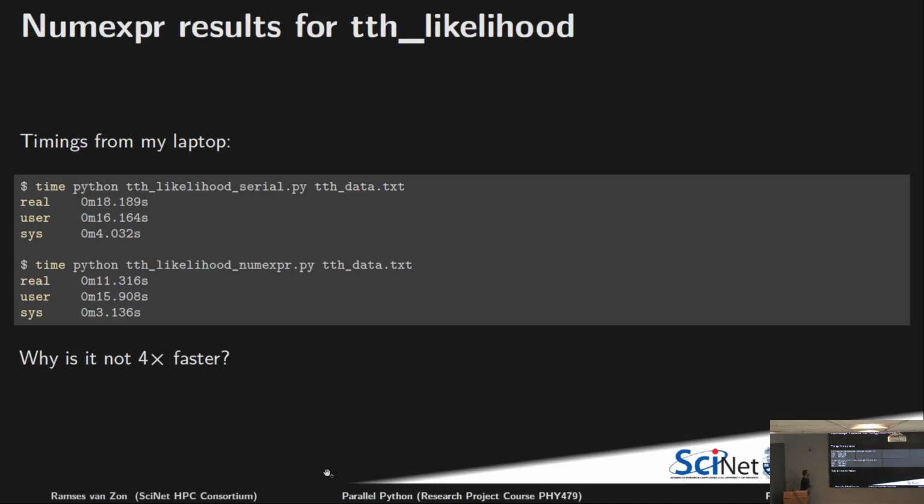So the serial case took about 18 seconds, and the Numb Expert one took about 11 seconds. So it's faster. It helps. You see that we didn't shave much off of the system time, as I said we wouldn't. But it's definitely not 4 times faster, although I'm doing 4 times as many cores. Why not, do you think? That could be an explanation.